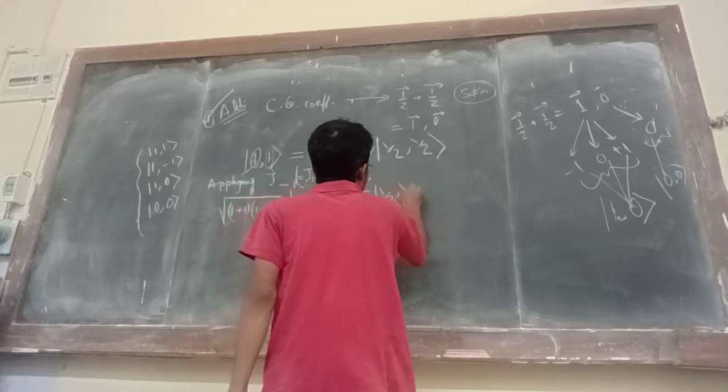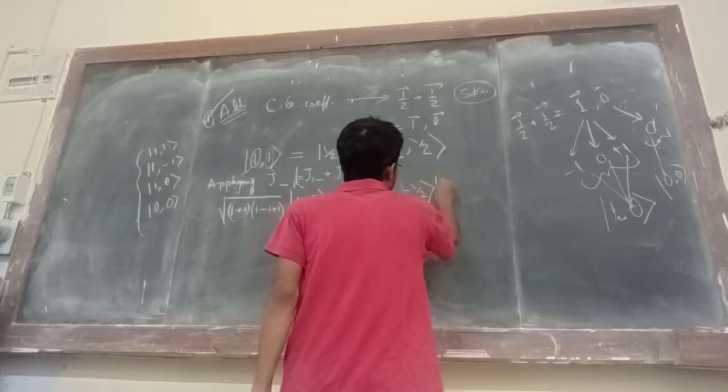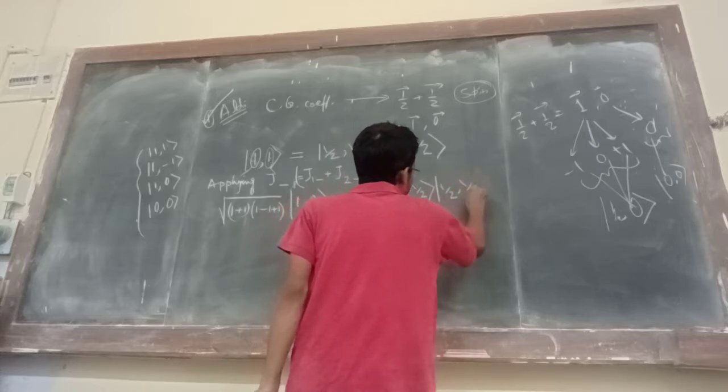বুঝতে পারছো? রিভিশন হচ্ছে, একবার সবাই চেক করবে। So now you are applying J minus operator.